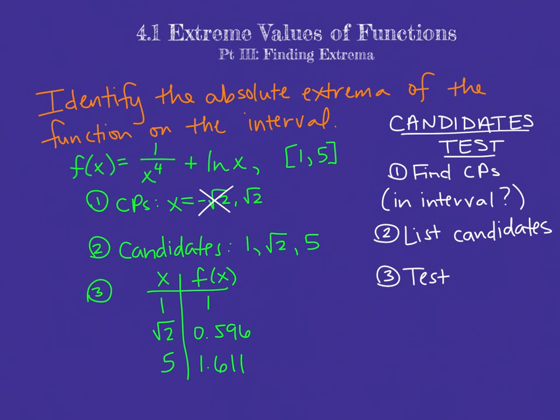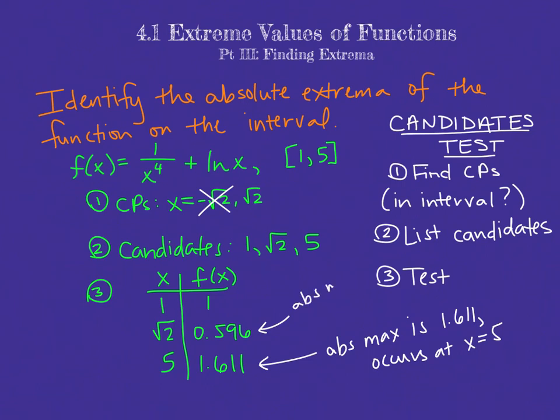We can see that our highest number, our highest y value, is the 1.611. So our absolute max on this interval from 1 to 5, the absolute max is the y value, it's the height, 1.611, and it occurs at the endpoint of 5, at x equals 5. Similarly, this is the smallest number. Our absolute minimum is this decimal, which is 0.596, and it occurs at x equals the square root of 2.